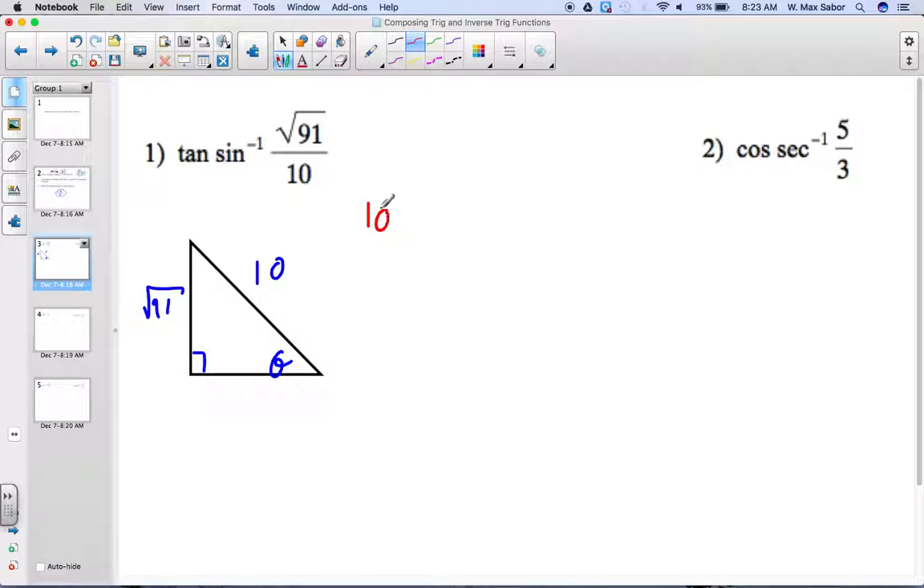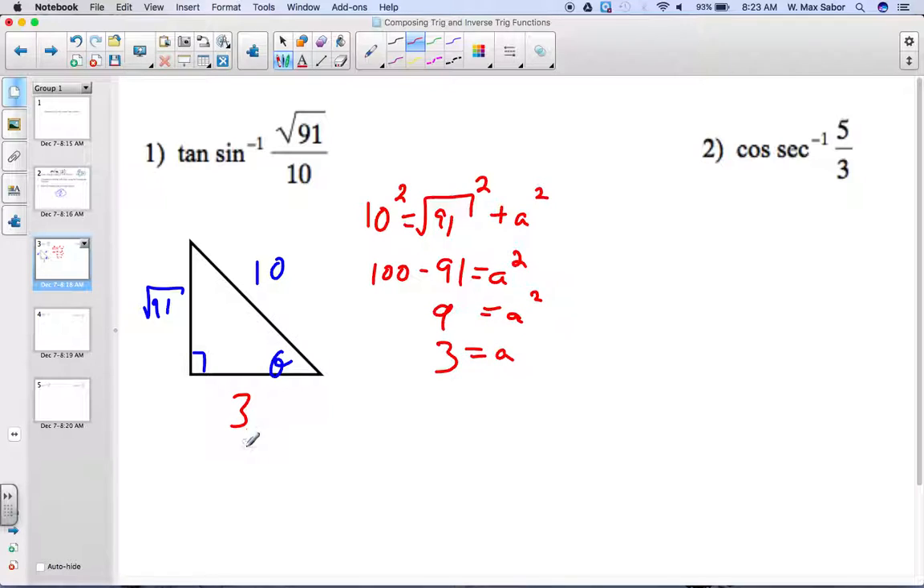So 10 squared equals square root of 91 squared plus the adjacent squared. So we have 100 minus 91 equals a squared equals 9, and a equals 3. So when we're looking at tangent, we're going to do opposite over adjacent, which is square root of 91 over 3.